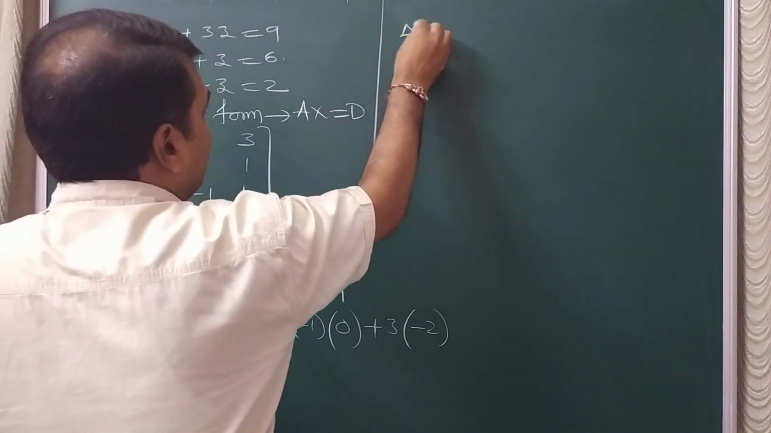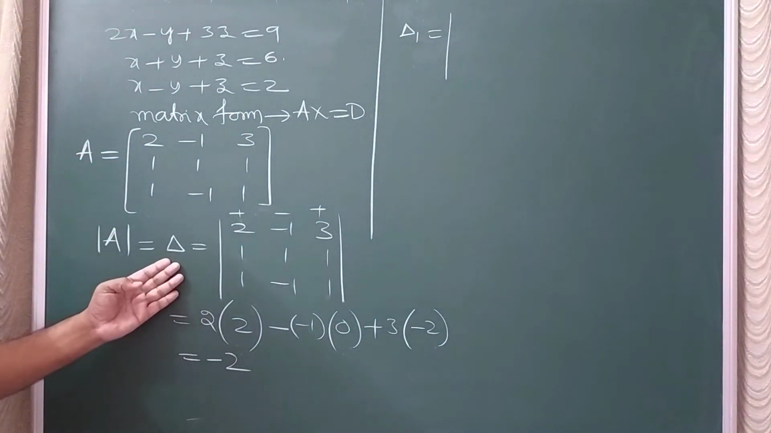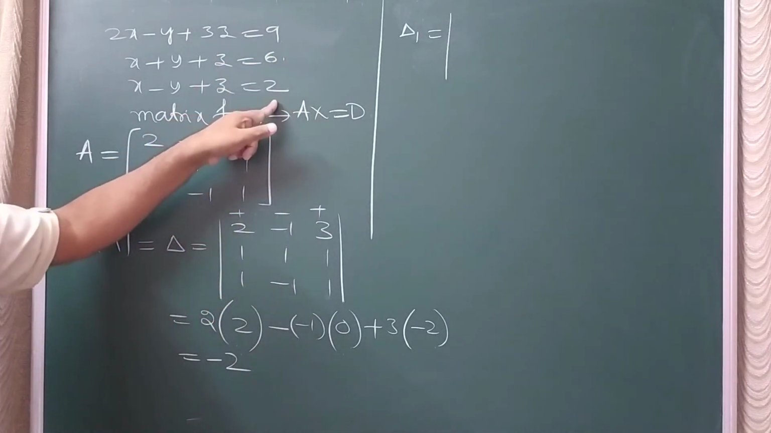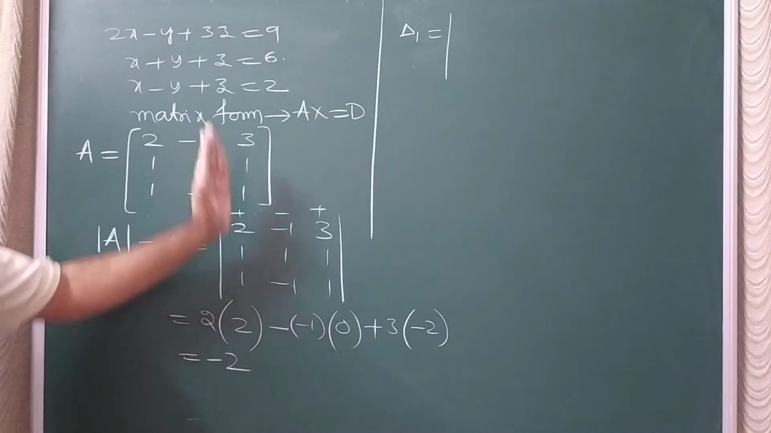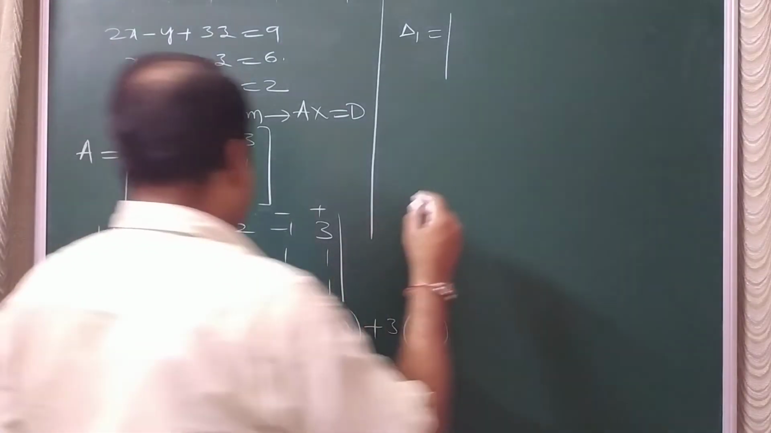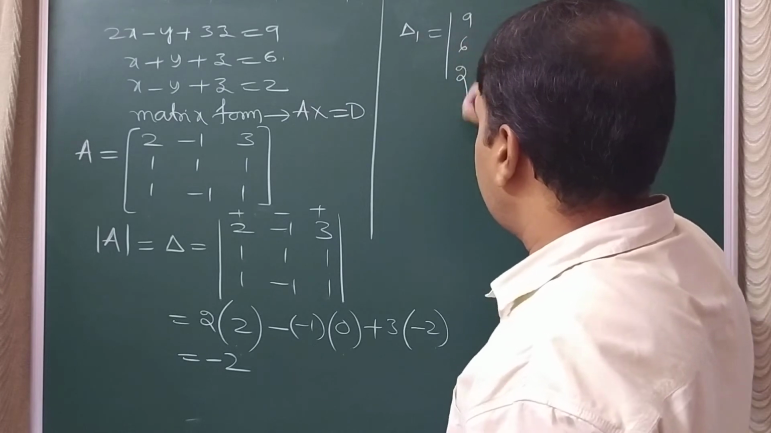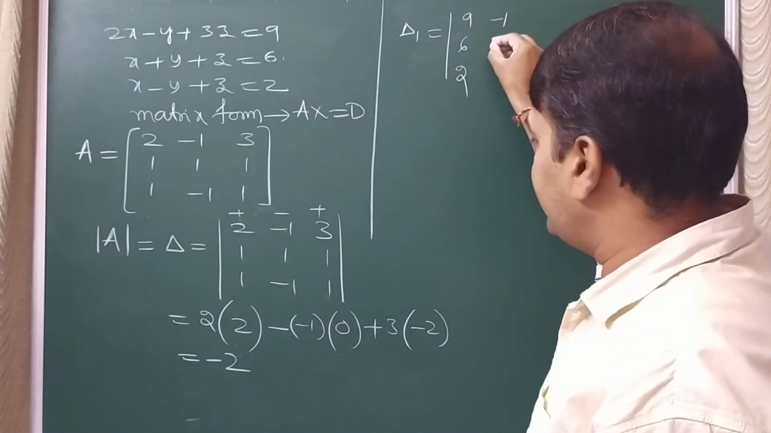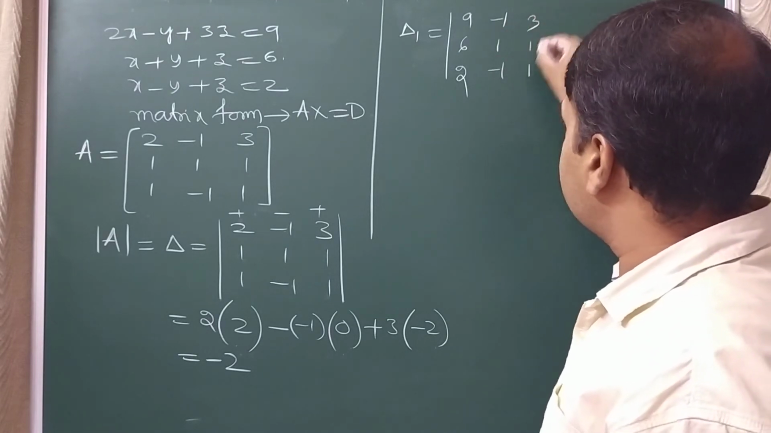So delta 1 means basically replace the first column of delta with the constant matrix. What is the constant matrix? 9, 6, 2. Replace the first column with the constant matrix. That is nothing but delta 1. So instead of this first column, write the constant matrix 9, 6, 2. First column replaced. The remaining second column you write as it is. Third column you write as it is.